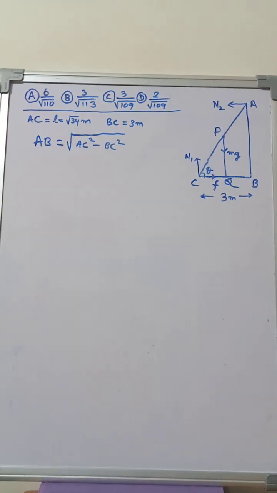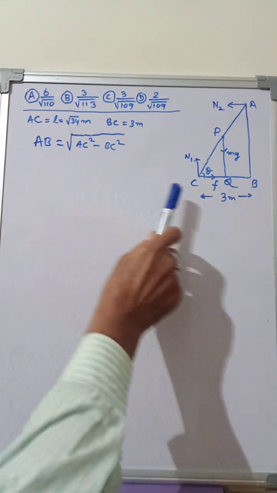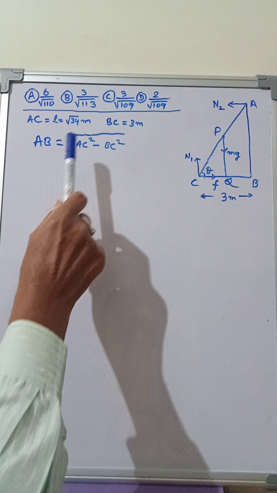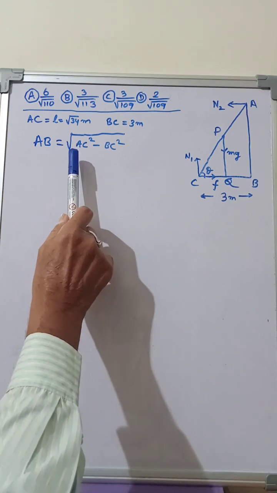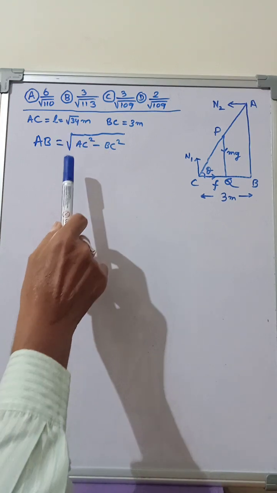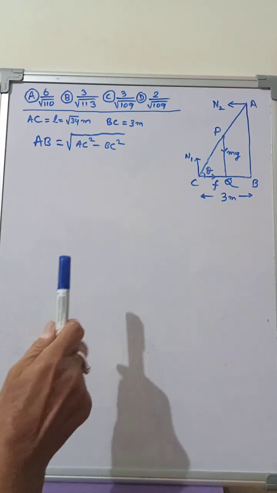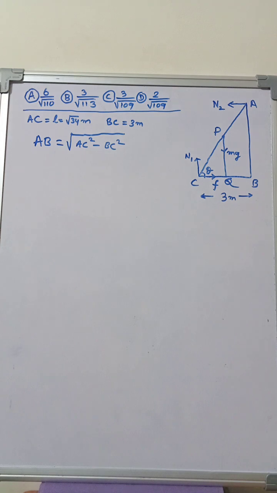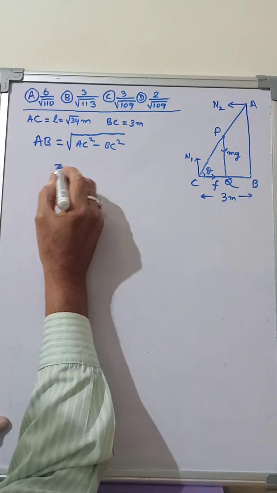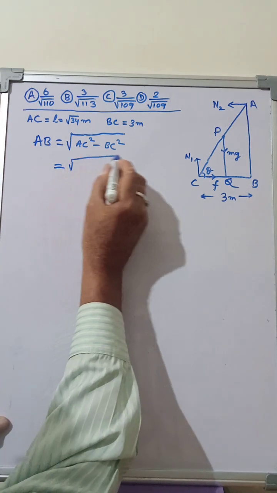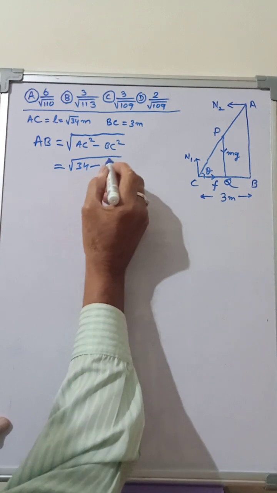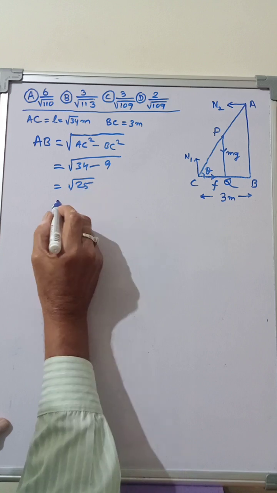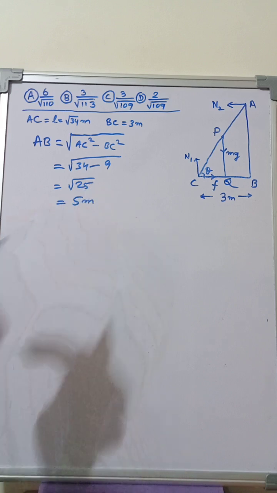Now AB is equal to root over AC square minus BC square in the right angle triangle ABC. Now AC is equal to root 34 meters, therefore AC square is equal to 34 and BC square is equal to 3 square is equal to 9. Let us put the values. This is equal to root over 34 minus 9, which is equal to root 25, which is equal to 5 meters.